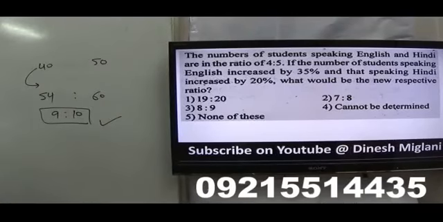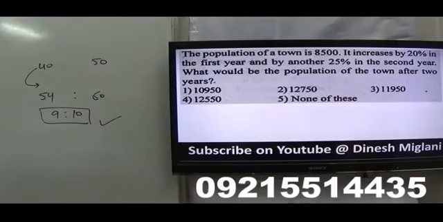5 becomes my answer. I hope it's clear. A very simple problem. 54 and it becomes equal to 60. So I can say that answer is 9 ratio 10. Hence I can say none of these is my answer. Let us take the next problem here.